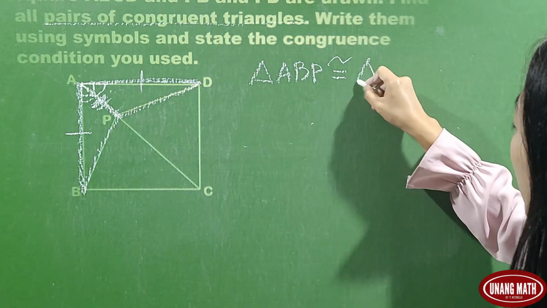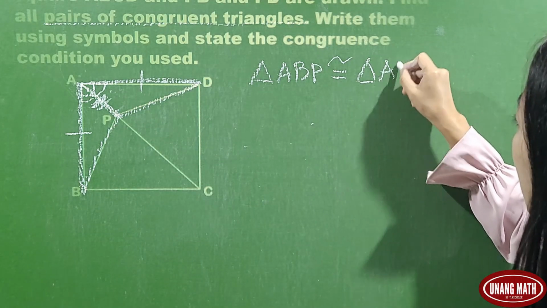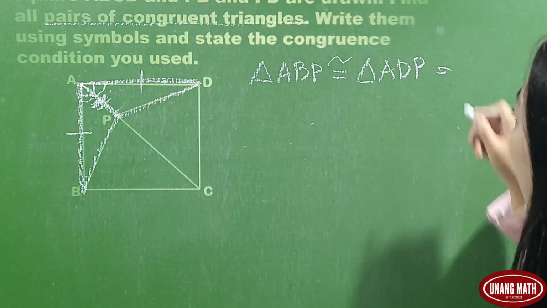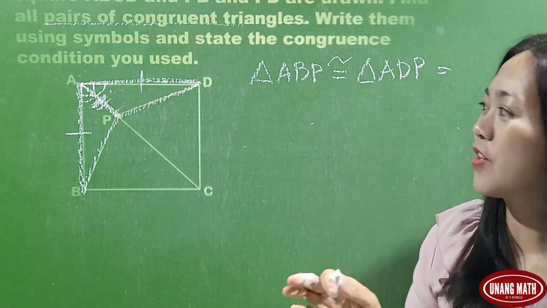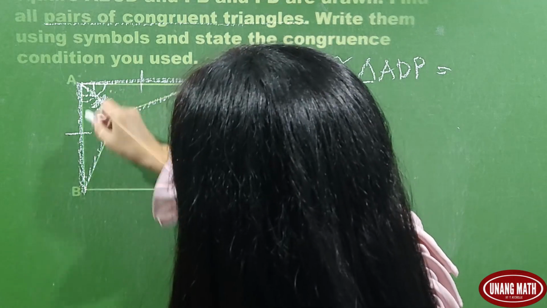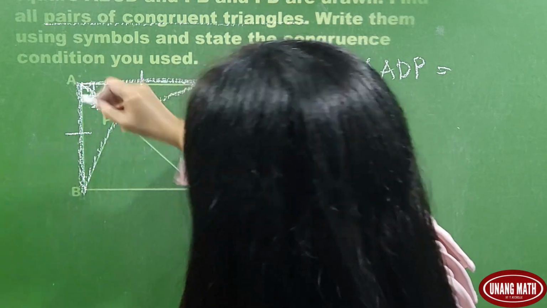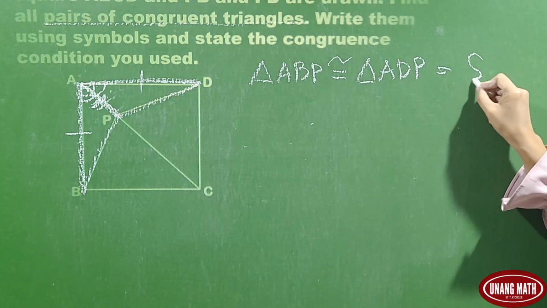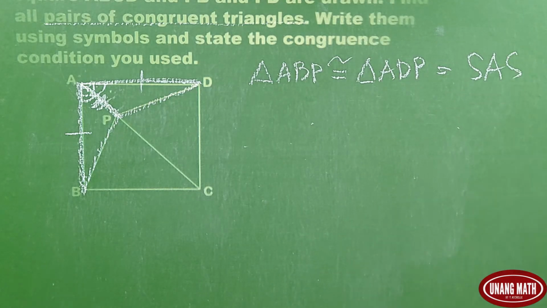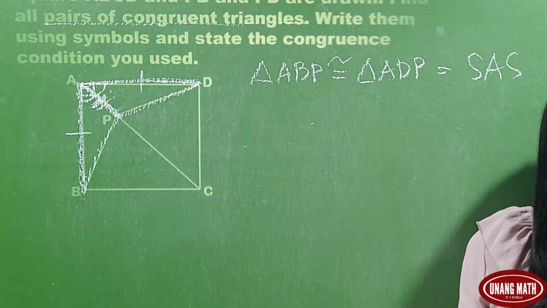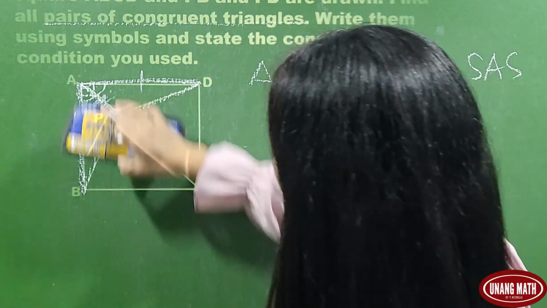And what is the congruence condition used? So side, this is angle, and this is side. So we have SAS congruence. Okay, what else?